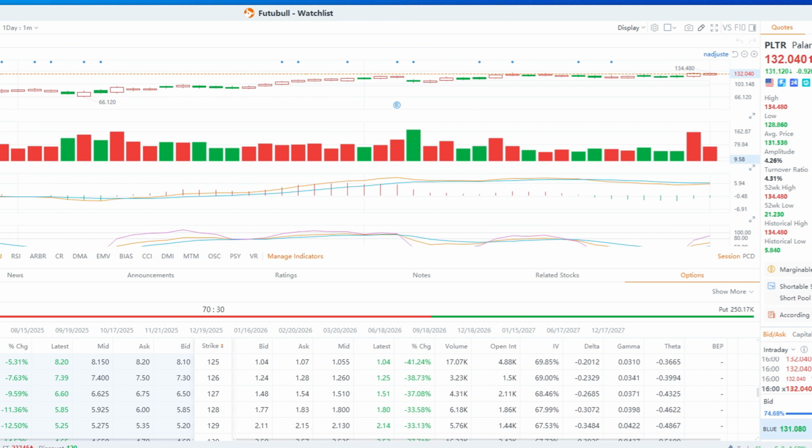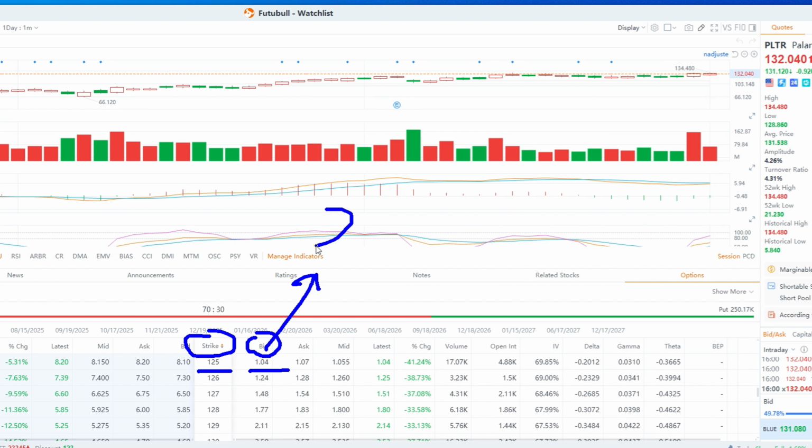Let's check the next element. Which strike price did we choose? Here's the strike price right here. Strike 125. $125 strike price. What about the bid price? That's your entry price. Current bid is 1.04. We expect this price could rise by the end of the week.